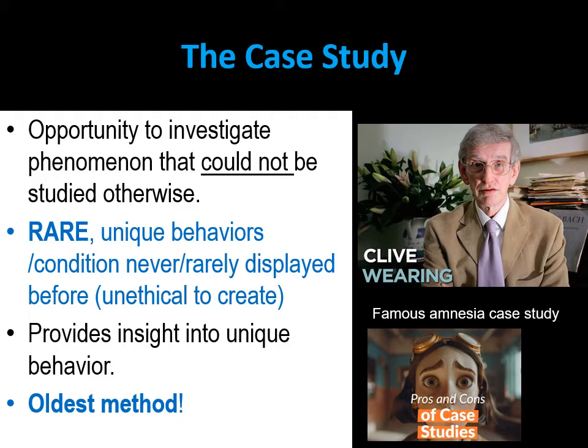It's actually the oldest method. We can trace this all the way back to the Egyptians and the Greeks and the Romans, this idea of studying one individual or one small group of people. So for examples, we're looking at Clive Waring in class. He has a very rare case of amnesia. It would be unethical to recreate amnesia in a person, but since he already has it, we could then study it.